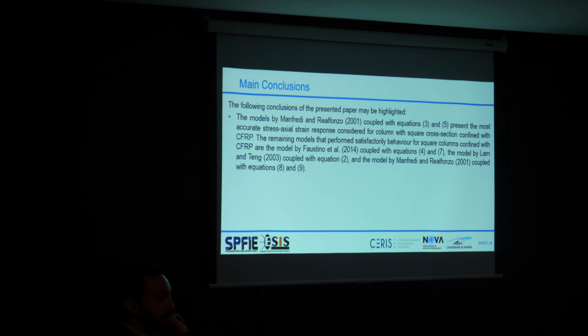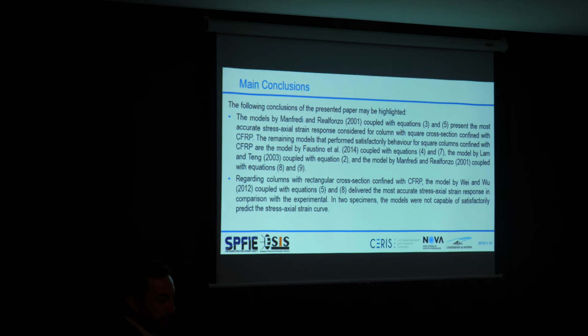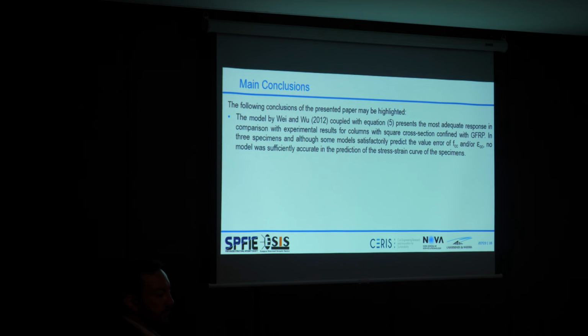So, for main conclusions, the models by Manfredi and Helfons coupled with equations 3 and 5 present the most accurate stress-strain response for square columns confined with CFRP, and the remaining models could predict some of the parameters, but graphically we don't see that happen. Regarding columns with rectangular cross-section confined with CFRP, the model by Wei Wu coupled with equations 5 and 8 delivered the most accurate stress-axial strain response in comparison with the experimental test, and in two of these specimens, the models were not capable of satisfactorily predicting the stress-axial strain curve.